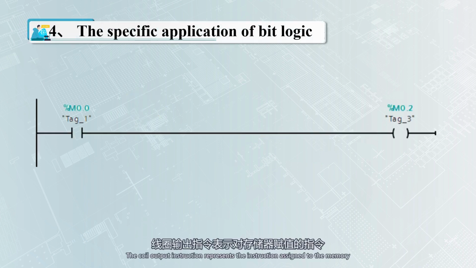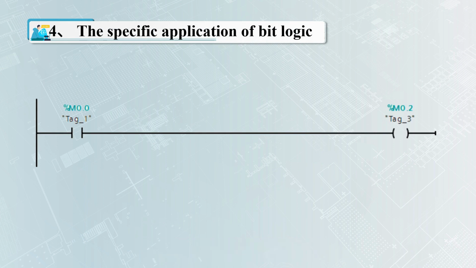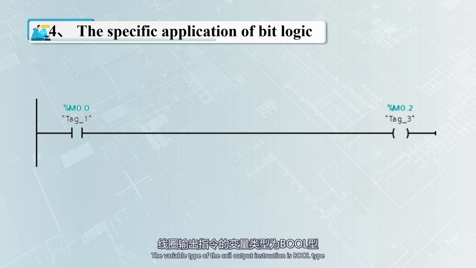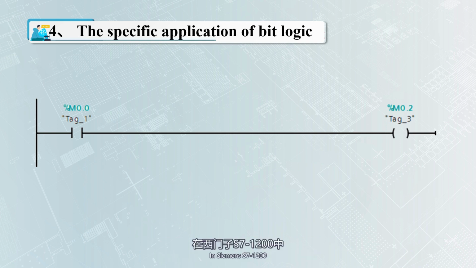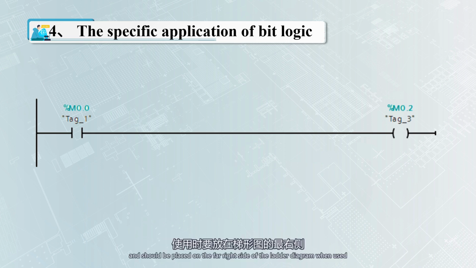The coil output instruction represents the instruction assigned to the memory which corresponds to coil drive on the ladder diagram. The variable type of the coil output instruction is bool type, and a Boolean operand needs to be labeled above the instruction in the program to indicate which variable to output to. In Siemens S7-1200, coil output commands can be either in series or in parallel and should be placed on the far right side of the ladder diagram when used.